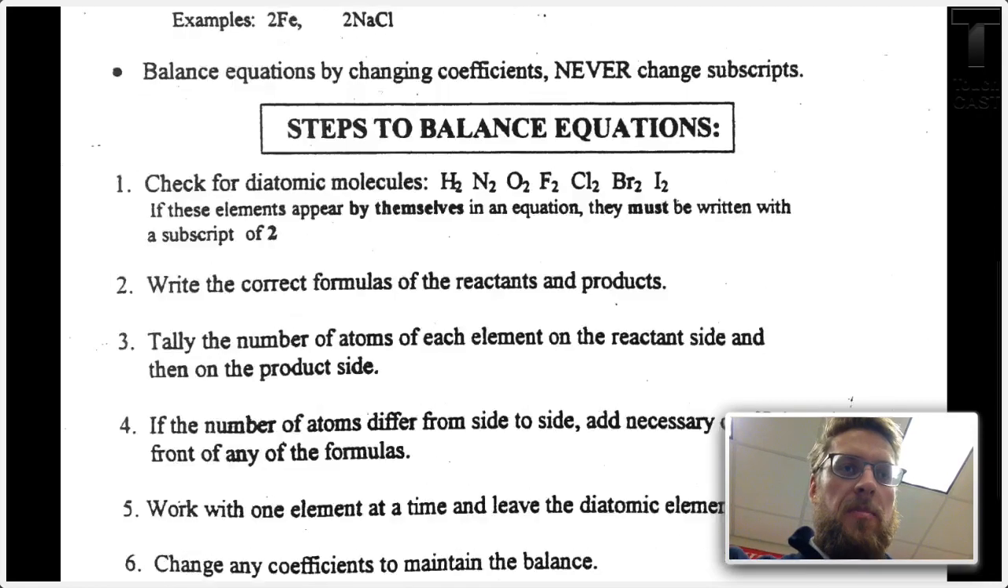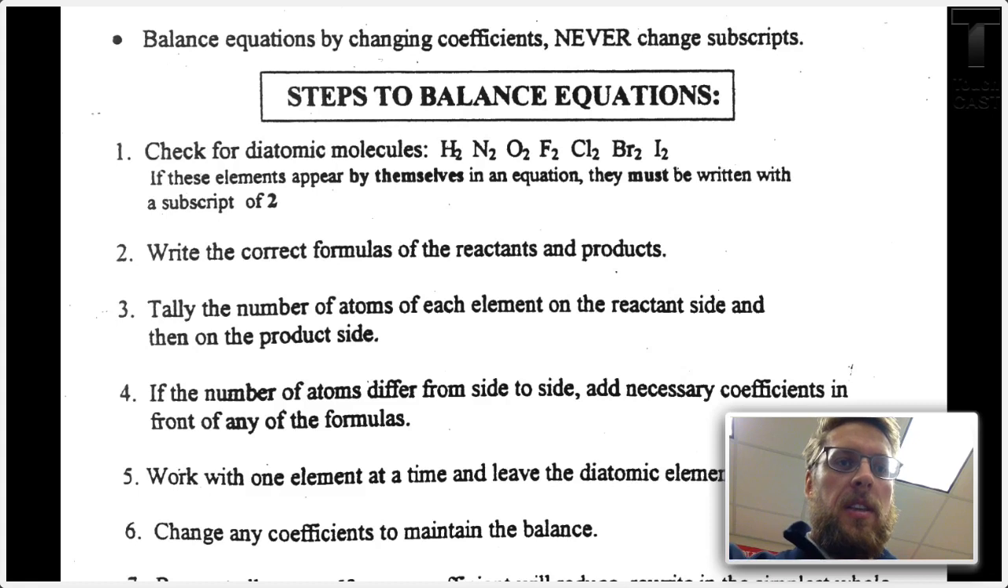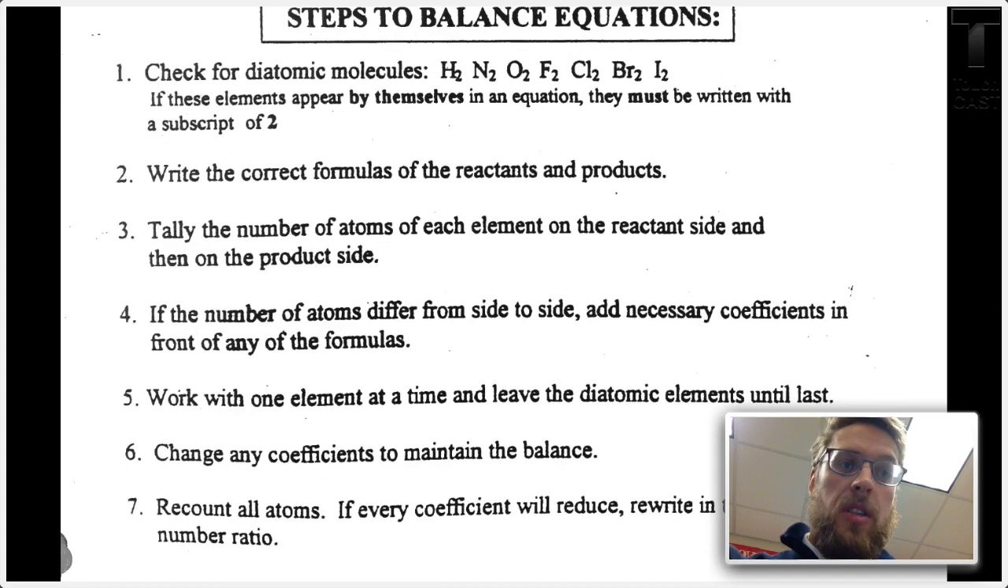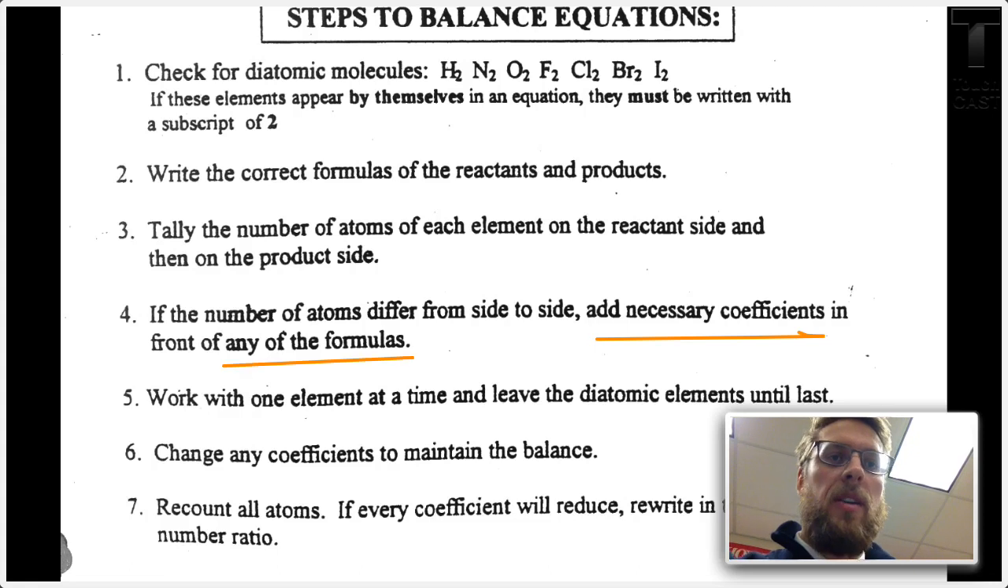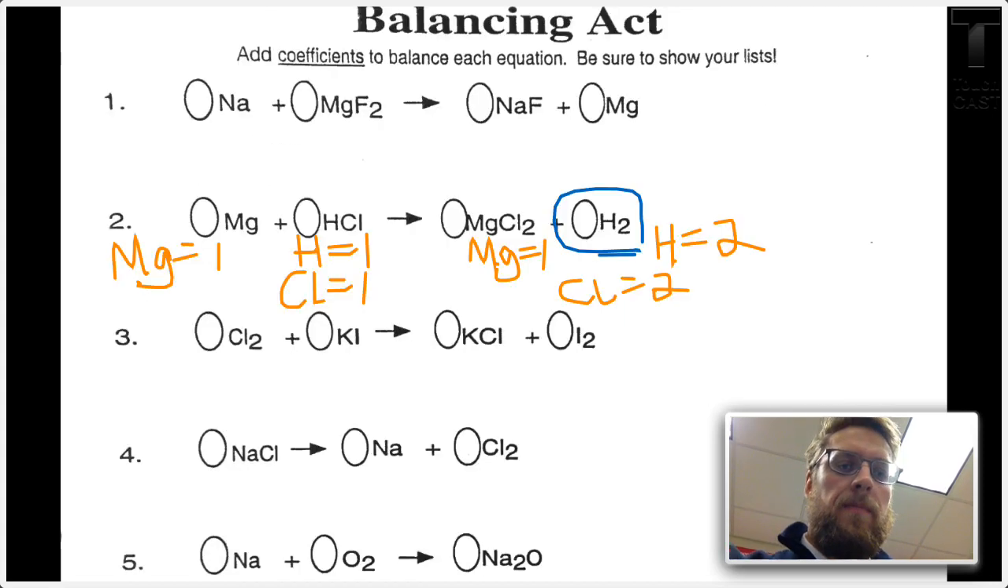Here's what I think our next step is going to be. We're going to be seeing if the number of atoms differ from side to side, which they do, and then we're going to be adding necessary coefficients in front of any formulas to balance it out. The key here is going to be to work one element at a time and leave those diatomic elements until last. For this next part, try to work out where you need to add coefficients, where you need to be adding extra molecules to balance out the equation. When you think you have it, come back to the video. Okay, pause and try your work now.